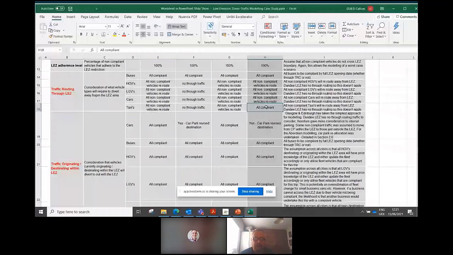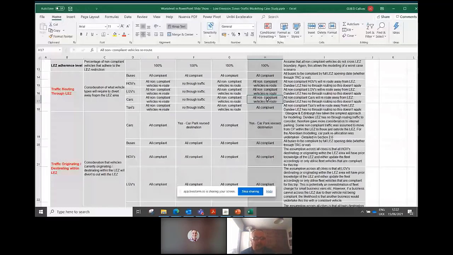All other vehicle types, the cars, HGVs and LGVs, all vehicles that are non-compliant would effectively divert around the low emission zone. And this is where the Paramics model comes into its own, is that non-compliant vehicles will still make their route, but they will divert around the low emission zone itself.